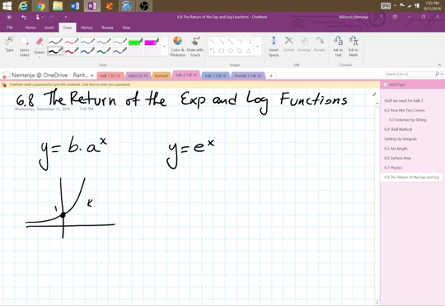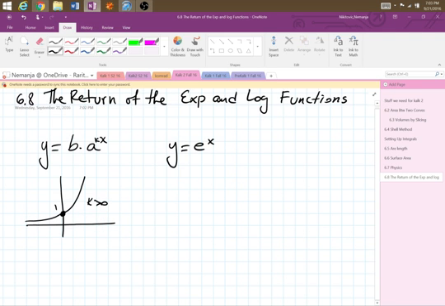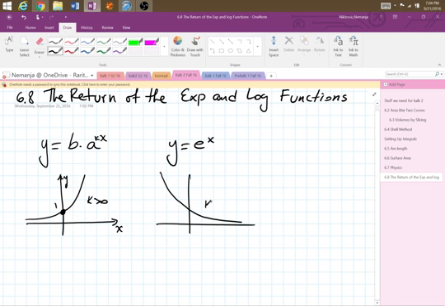This is for, oh, I forgot the k, that's why. k larger than 0, which is growth. And this is k less than 0, which is decay. And we know how to use this for a variety of applications, which is our next section, 6.9, with exponential models. So we're not going to do any of that stuff now.